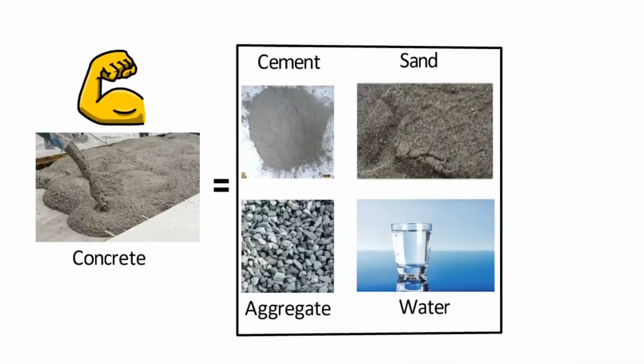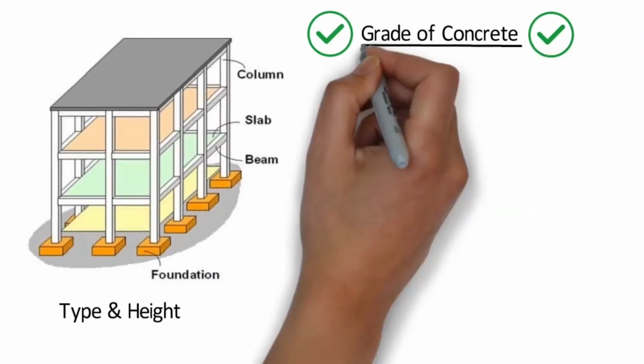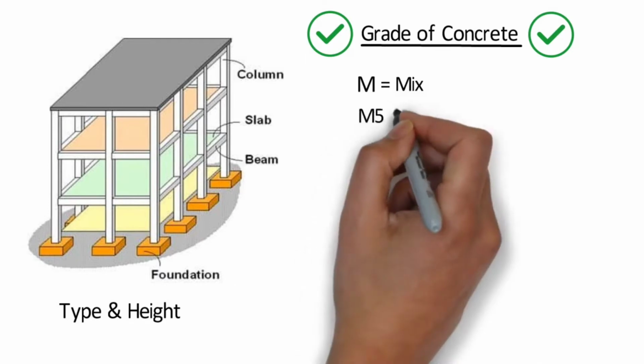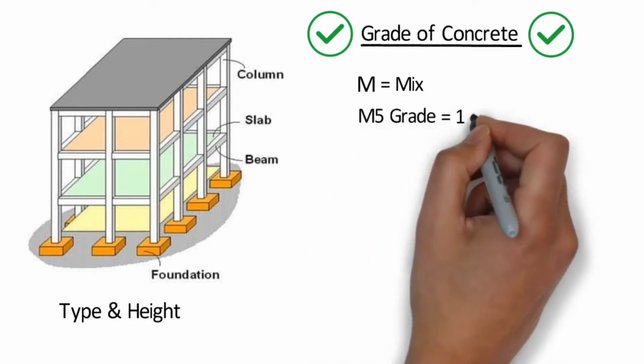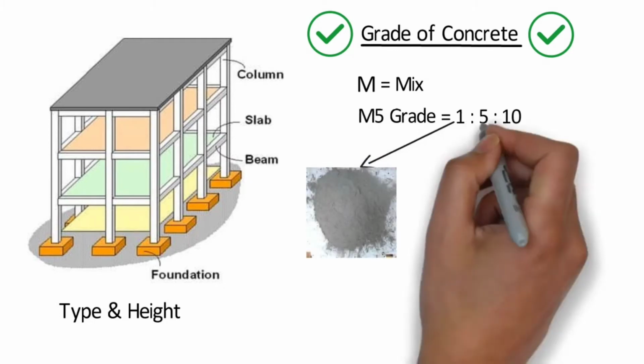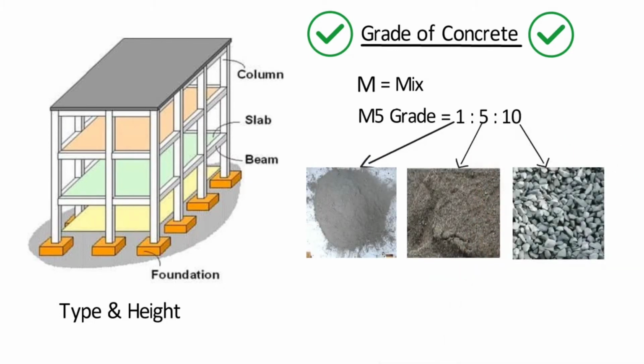Grade of concrete is nothing but the strength of concrete of that particular mix, that is, a mixture of cement, sand, aggregate and water, in 28 days. Grade of concrete is denoted by M and M stands for mix. For example, for M5 grade, the mix proportion is 1:5:10, where 1 is the ratio of cement, 5 is the ratio of sand and 10 is the ratio of coarse aggregate based on volume or weight of materials.